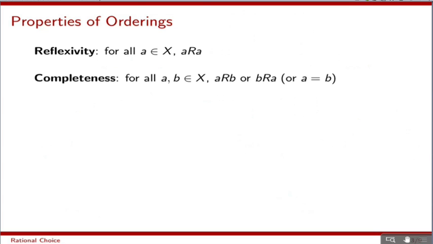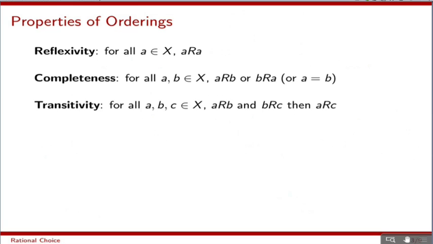A relation is said to be complete, or satisfies the property of completeness, if for any two elements in X, they have to be related one way or the other. So for any two elements A and B, either A can see B or B can see A, or actually they were not two distinct objects, they were just one object, A equals B. So completeness means everything has to be related to something else.